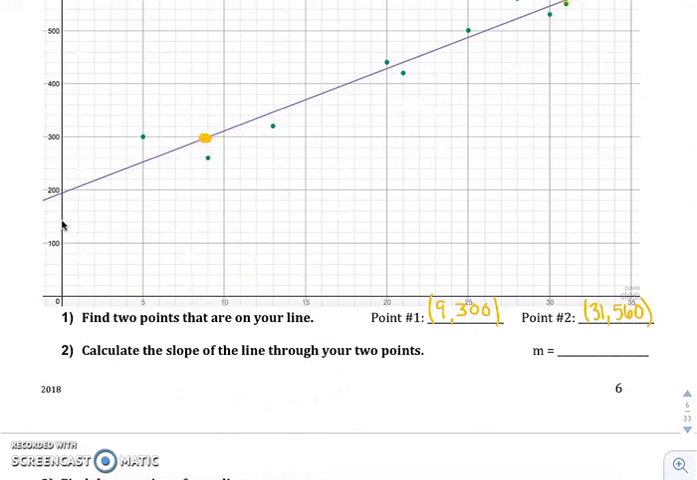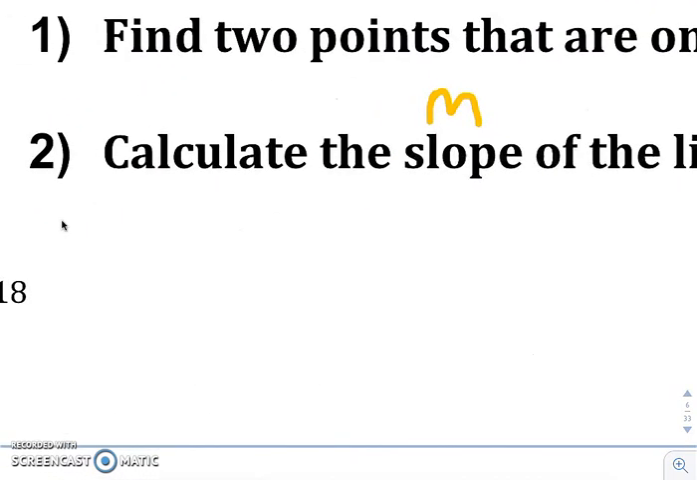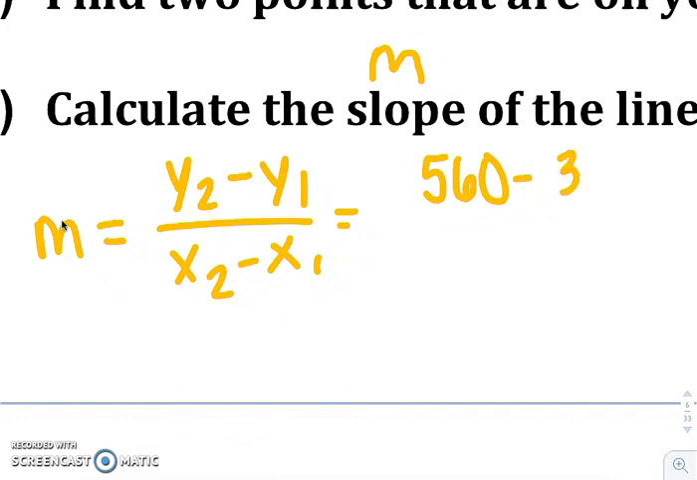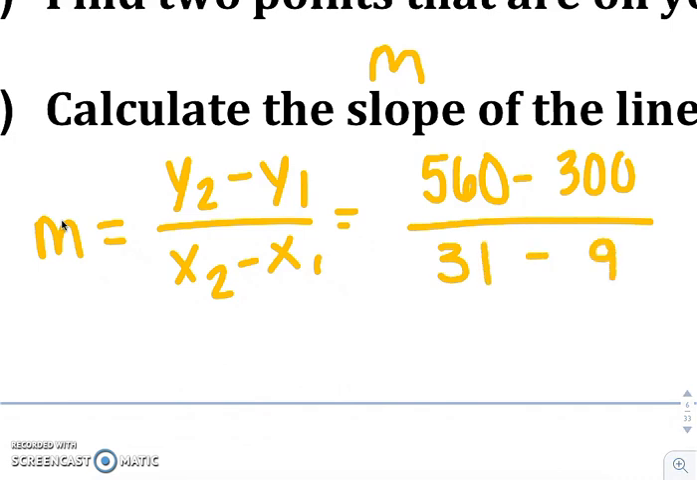So it wants us to calculate the slope of the line. Remember, slope is your m, through the 2 points that you chose. So change in y over change in x. I can write the formula down for you if you forgot what it is. But then you really just plug in your points. So the second y value was 560 calories minus the first y value, which was 300, over the second x value, which was 31, minus the first x value, which was 9 grams of fat. And then you just simplify that.